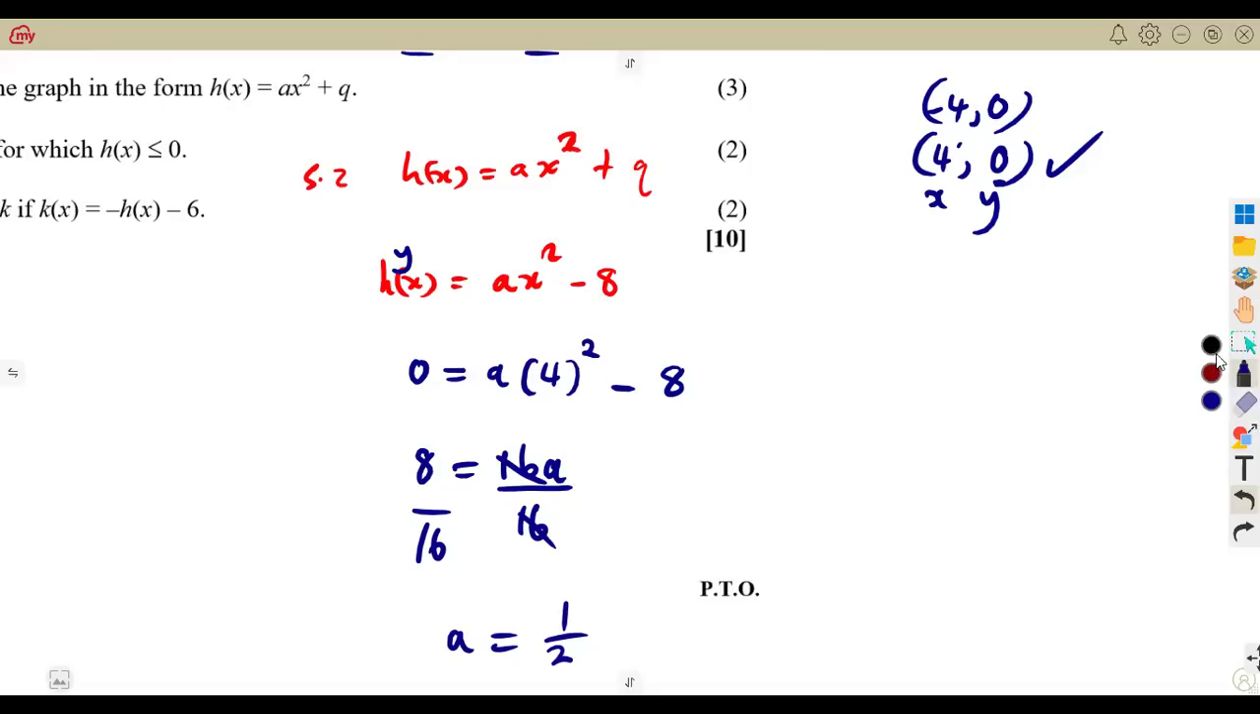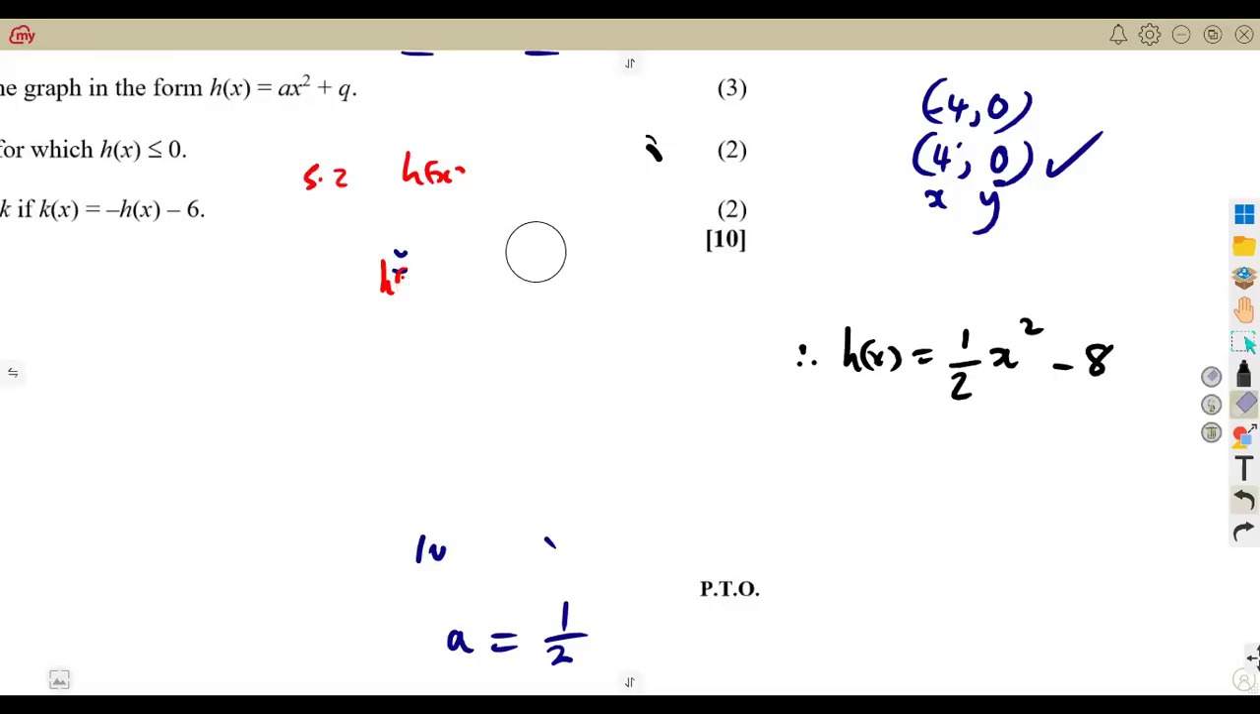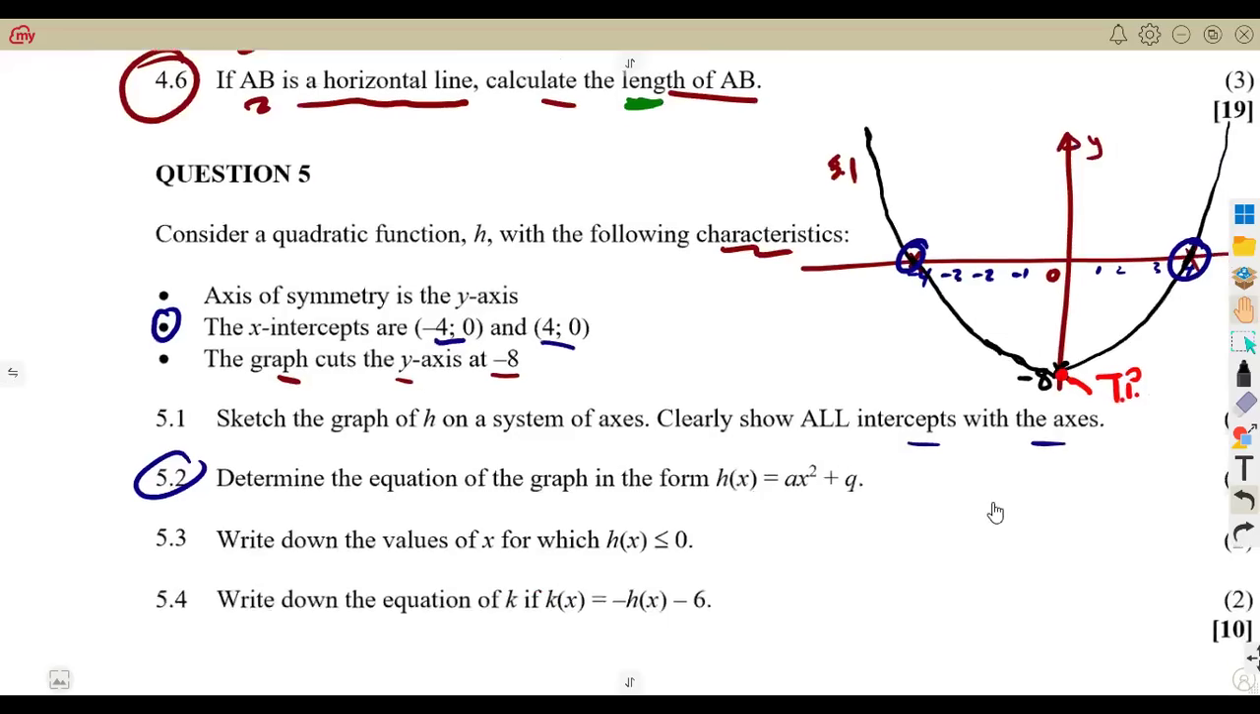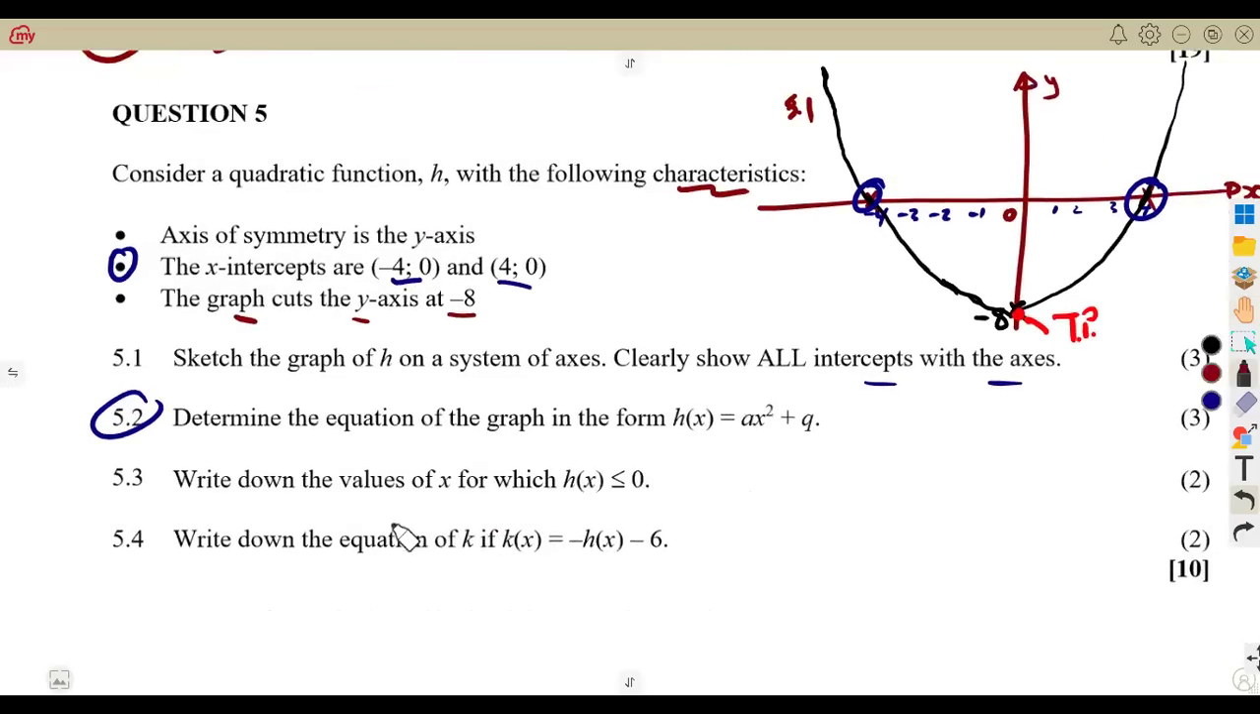So therefore, our equation can be given as h(x) equals a, which we obtained as 1 over 2, x squared, and our q is that minus 8. This type of equation is easier to work with when the y-axis is the axis of symmetry. We just have to use that format.